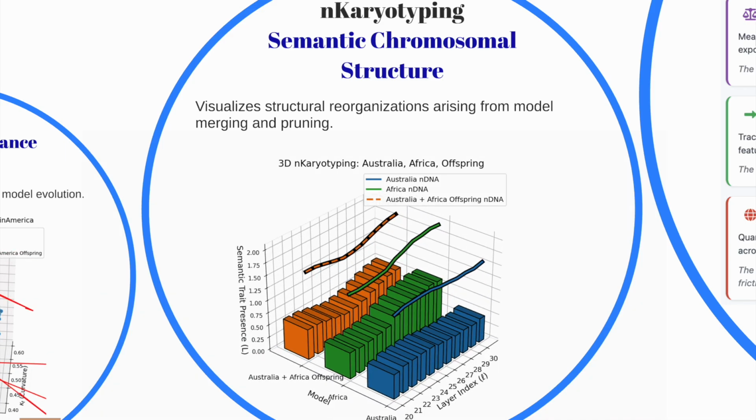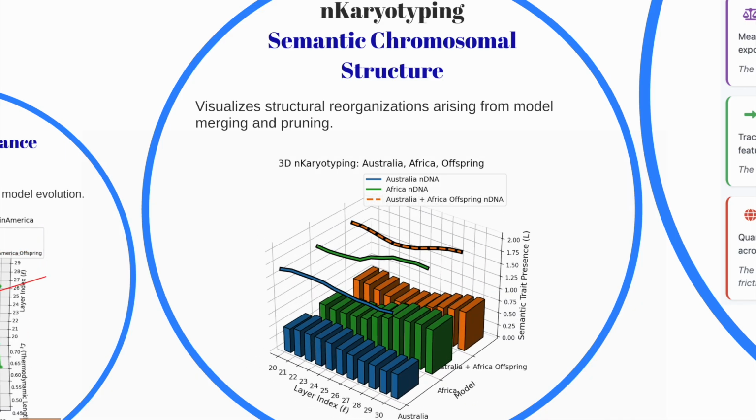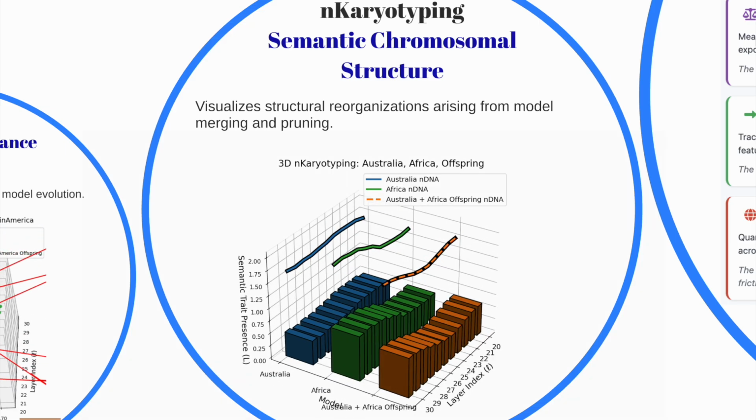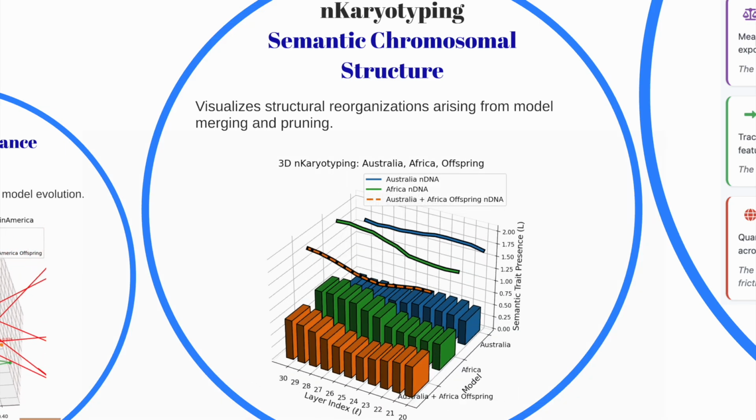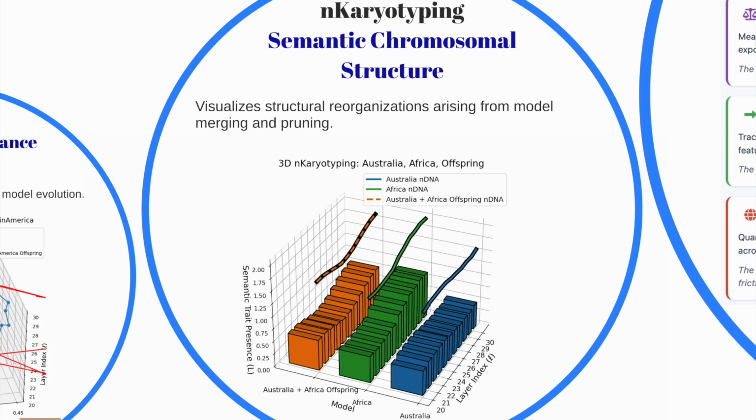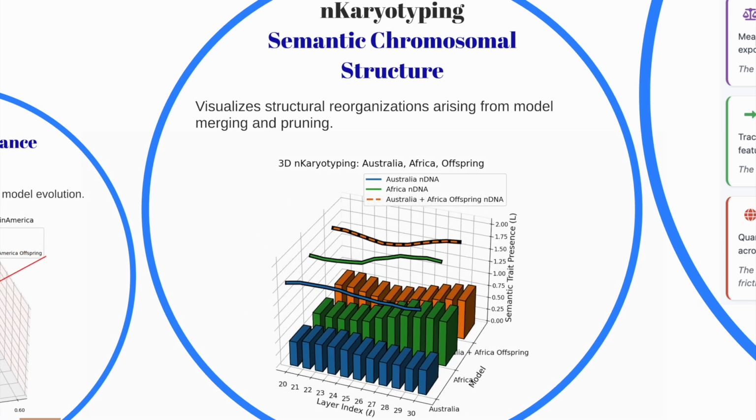Purpose of enkaryotyping: to spot structural edits, duplications, deletions, and relocations of semantic blocks, so we can preserve useful regions, repair missing ones, or rebalance inheritance before deployment.